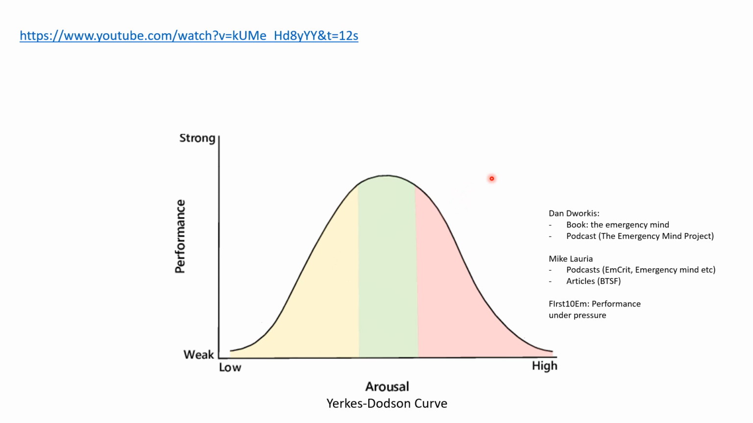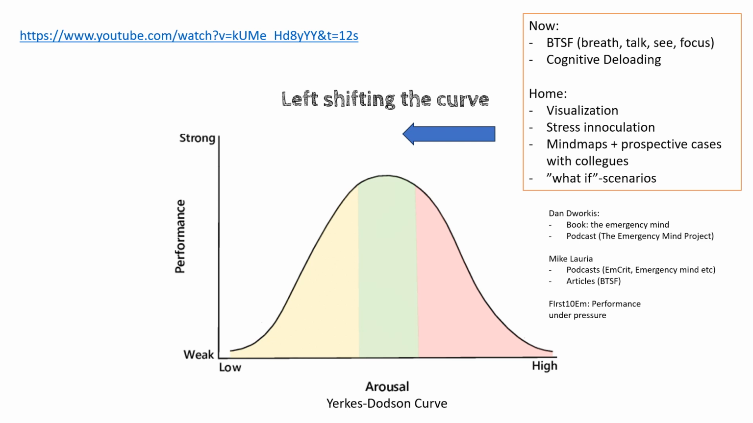There are a lot of non-technical skills to make your team work, but if we just talk about performance under pressure, then we want to left shift our curve, as we said. If we are stressed, then we want to shift our curve to the left, and we do that by doing some things. Right now, we need to acknowledge that we are in the red zone. Okay, I'm in the red zone. What do I do? Well, there's this called BTSF, Breathe, Talk, See, Focus, and you can learn more about that from Mike Loria.